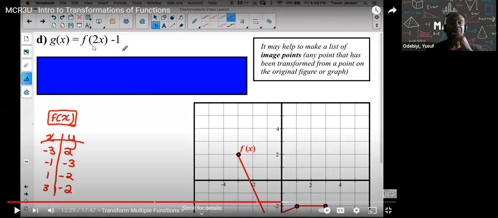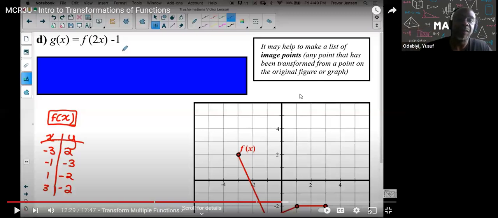Based on 2. Anyone? Only one person is trying to guess. No one else? Okay, so let's look at it again. Oh, another answer. What did you say? Compression. Okay, so one compression, one stretch answer.